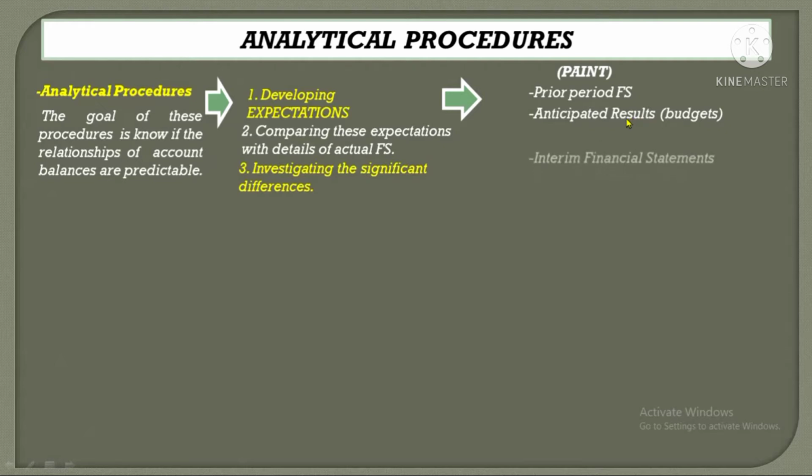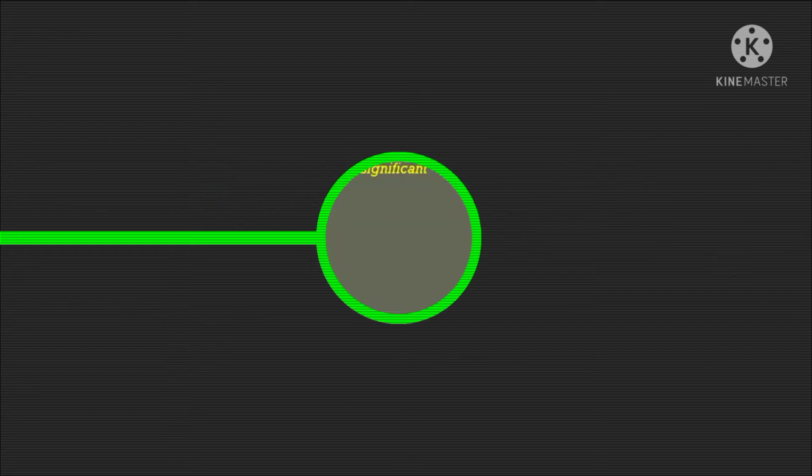Expectations can also be extracted from interim financial statements. But what are interim financial statements? Those are financial statements covering less than a year of transactions. Like for example, we have quarterly or monthly or semi-annual financial statements made by the company. And lastly, expectations can also be derived from non-financial information and your technical knowledge and skills.